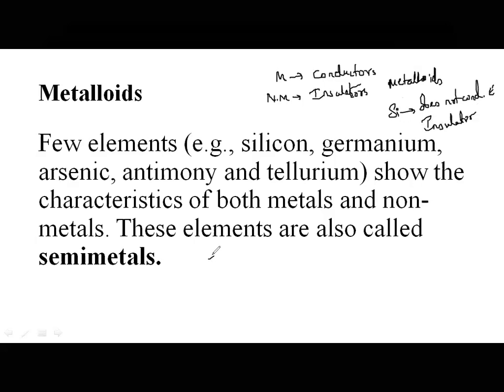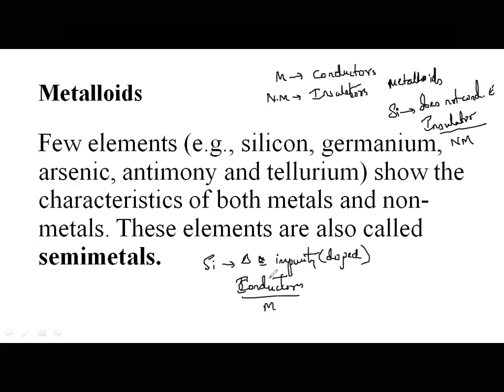But when the same silicon is heated or added with some impurity, some different compound, we call it doping. When you dope it with some other element, it will conduct electricity. It behaves as a conductor. So under normal conditions, it is an insulator, behaving as a non-metal, and on heating or adding impurity it behaves like conductors, that is, like metals. Therefore, these metalloids are called semiconductors.